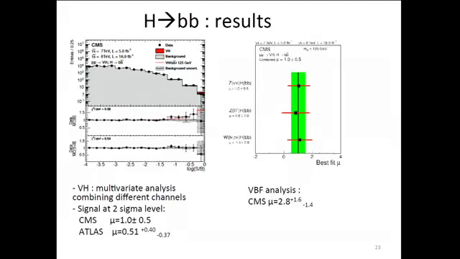So again, what is done is a multivariate analysis, and you combine different decay modes, different channels, and you end up with a combined result, so it's basically a signal at the 2 sigma level for the associated production, consistent with the standard model for CMS and ATLAS. And there is also a result from VBF from CMS that is also there.